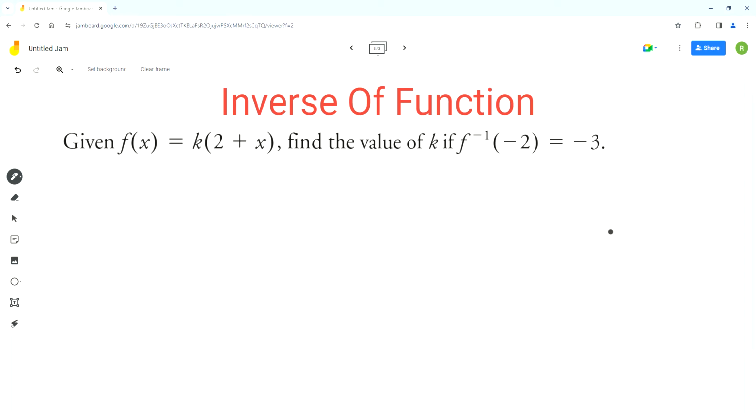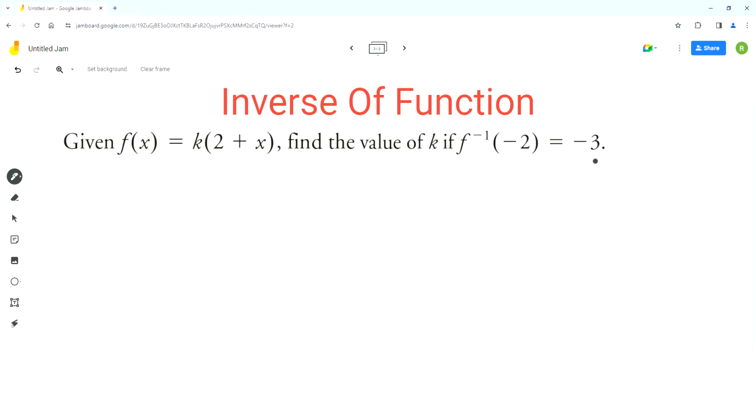So in this video, we'll solve this problem based on the concepts of inverse of a function. As per the problem, given that f(x) is equal to k times (2 + x), find the value of k if the inverse of f at negative 2 is equal to negative 3.